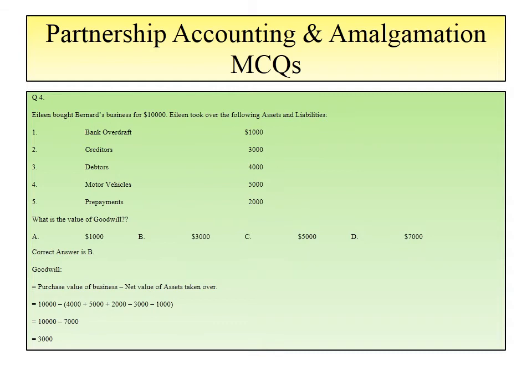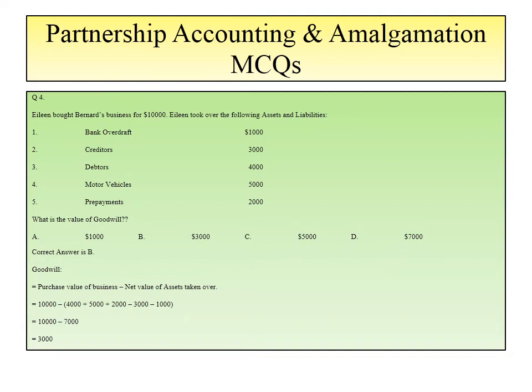Creditors were $3,000. Debtors were $4,000. Motor vehicles amounting $5,000 and prepayment $2,000. This is the balance sheet of Eileen. So the whole balance sheet is bought by Eileen. This is the balance sheet for Bernard. Sorry, Bernard's balance sheet shows these amounts. What is the value of goodwill?